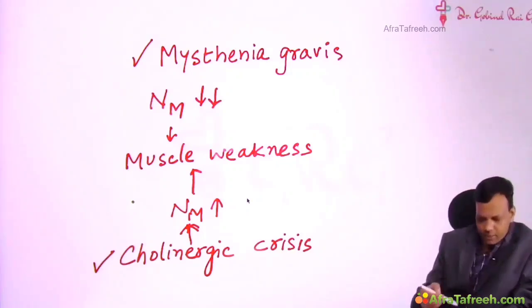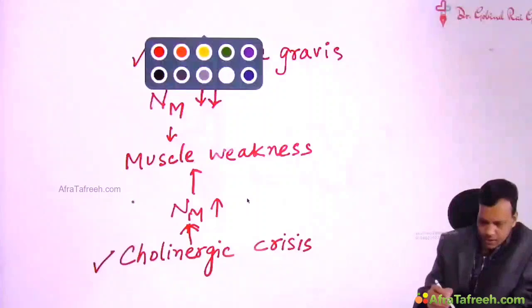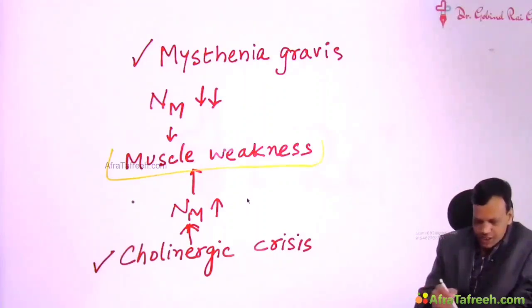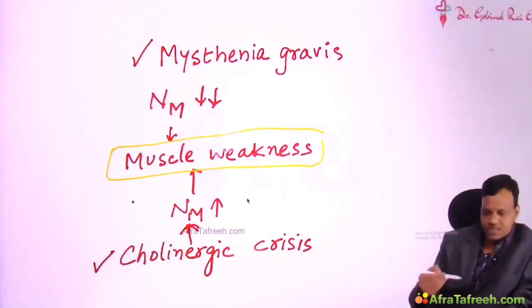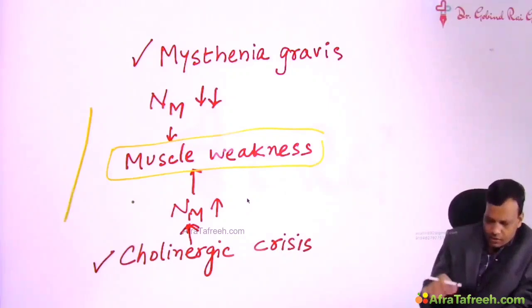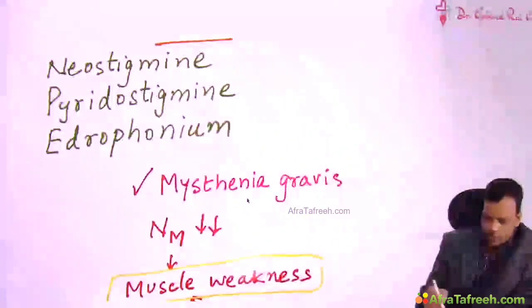And obviously the treatment of these two will be opposite. In myasthenia gravis, we would like to stimulate NM, and in cholinergic crisis, we would like to block NM. But the clinical feature is the same. So first of all, we need to differentiate what the actual condition is, whether it is myasthenia or cholinergic crisis. And for diagnosis of myasthenia gravis, the drug we prefer is edrophonium.